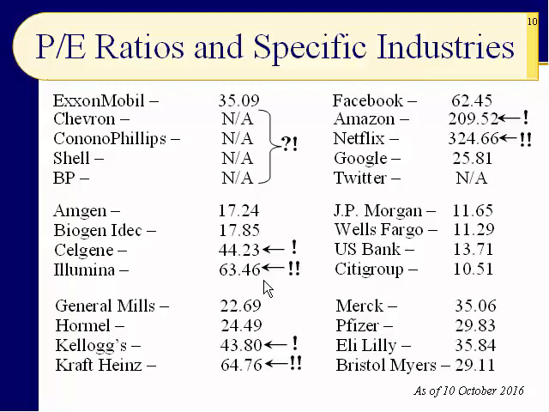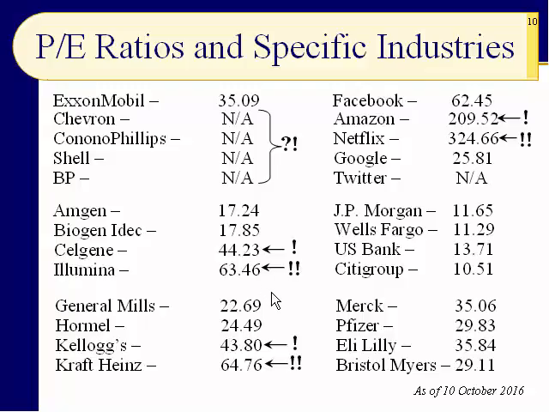Maybe Celgene, maybe Illumina are growing so fast, or the potential is so great that they deserve a PE that high. Because just because a PE is high doesn't mean it's not a good value. And just because a PE alone is very low doesn't mean it's a great value. You got to look at the company as a whole.